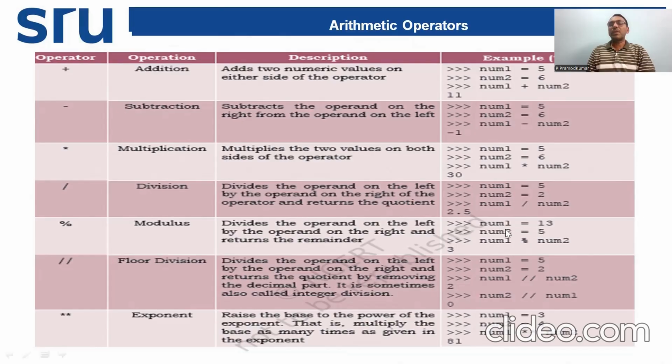See, in this example, number 1 is 13, then number 2 is 5. When I perform 13 modulo division 5, it returns the result as 3. The 3 is the remainder.